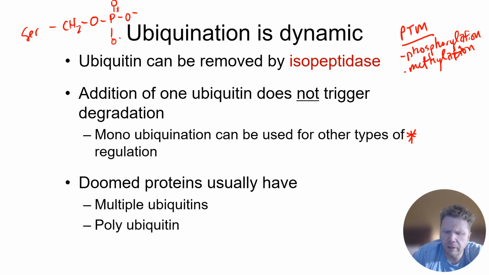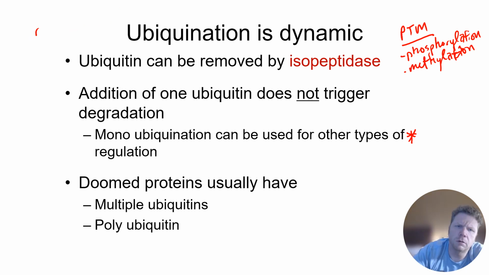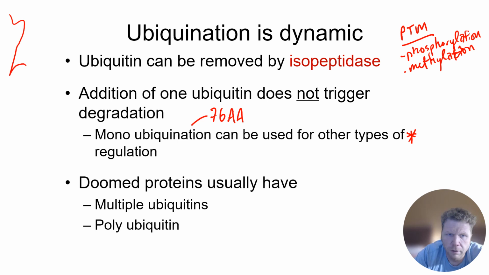Well, now let's think about ubiquitination. A single ubiquitin subunit, 76 amino acids. Now, if we have a protein right here that has a lysine residue, and to that lysine residue, you add a 76 amino acid long protein to it.